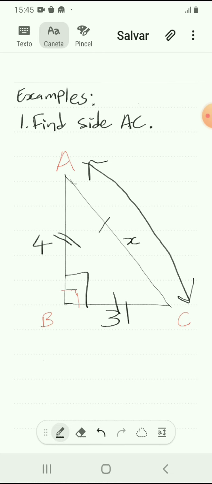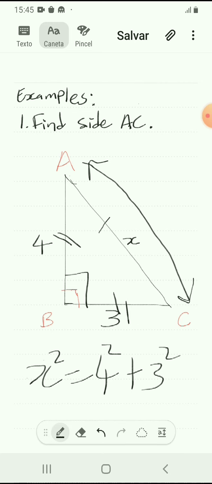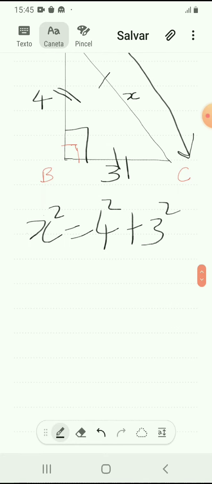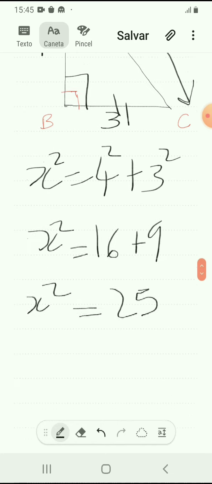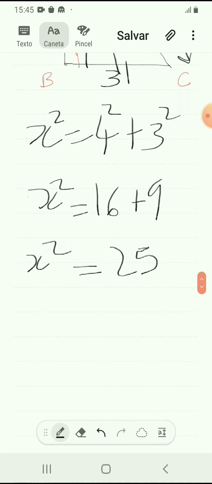So our AC, we can write x. So we know that x squared is equal to 4 squared plus 3 squared, right? So we have x squared, 4 squared is 16, 3 squared is 9, right? So then we have x squared is equal to 16 plus 9, this is 25, right?